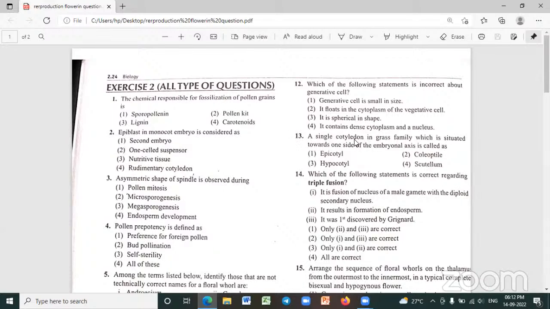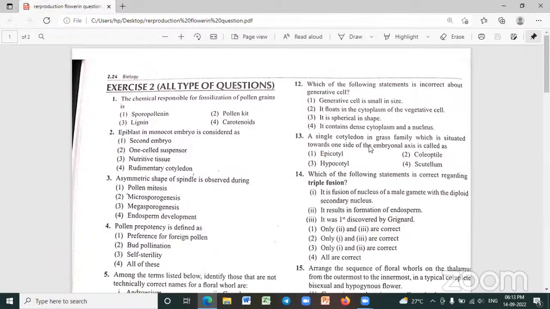Question 13: a single cotyledon in the grass family, which is situated towards one side of the embryonic axis, is called as which one? Epicotyl, coleoptile, hypocotyl, or scutellum? Here, which one in a grass? Just imagine the cotyledon in grass. It is situated towards one side of the embryonic axis.